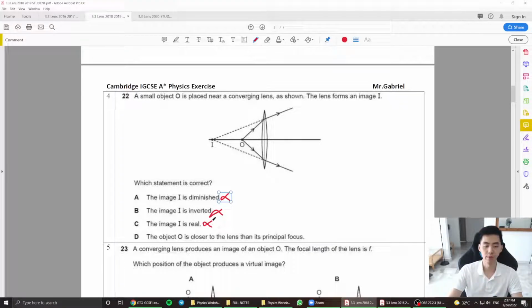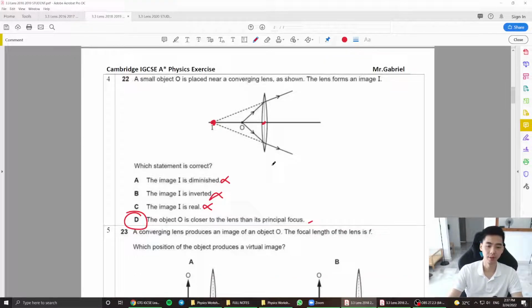Image I is real, definitely not true. If they're on the same side, they won't be real. Object O is closer to the lens than the principal focus, looks logical because magnifying glasses will always have the object placed in between the focal point and the optical center here.